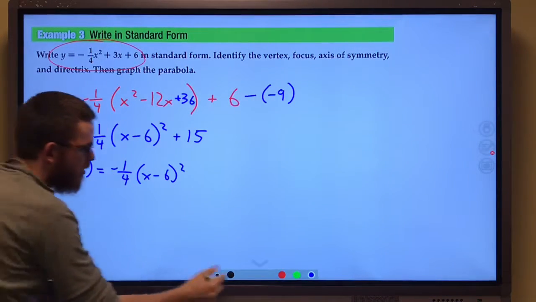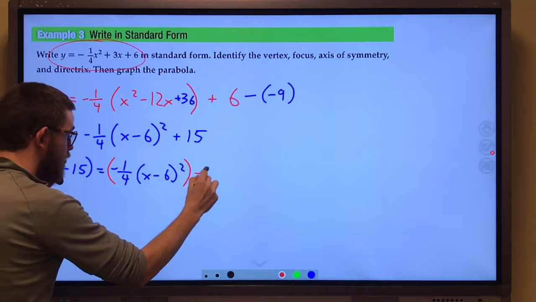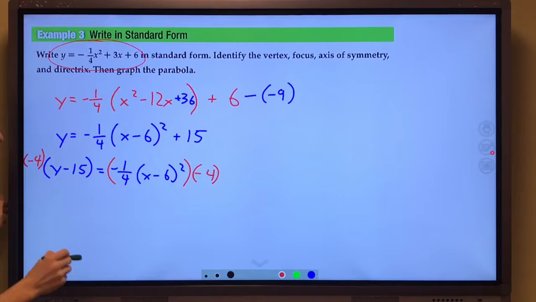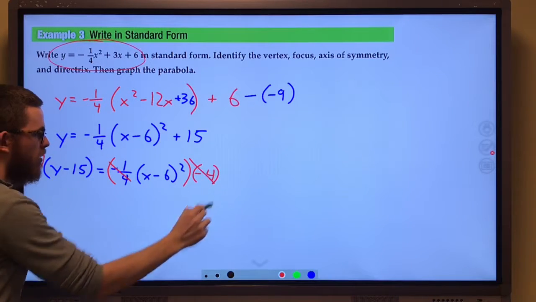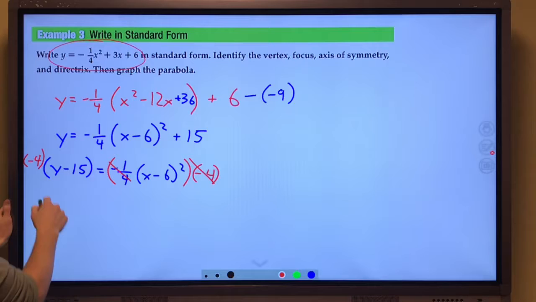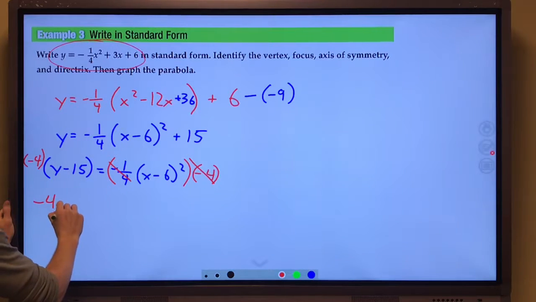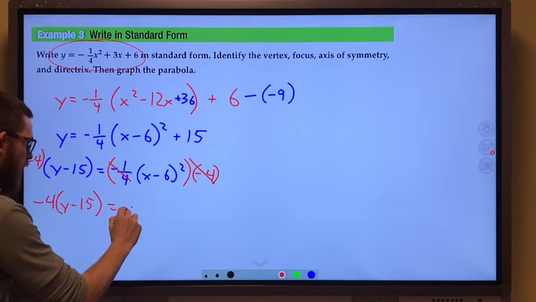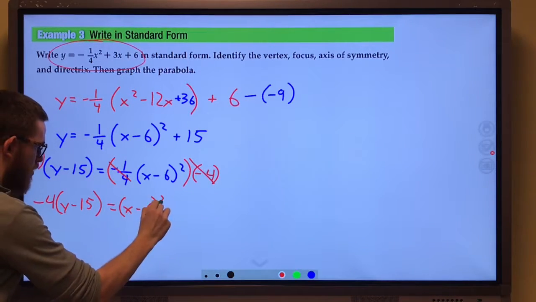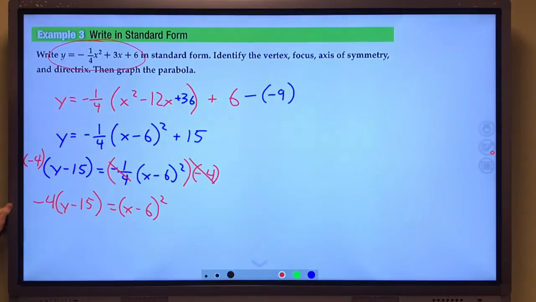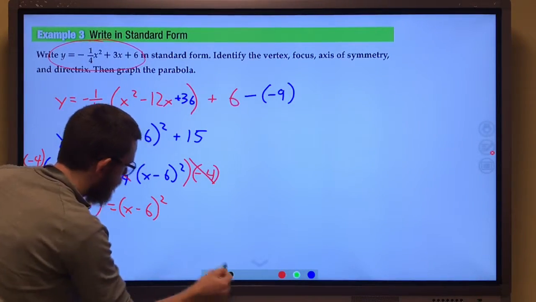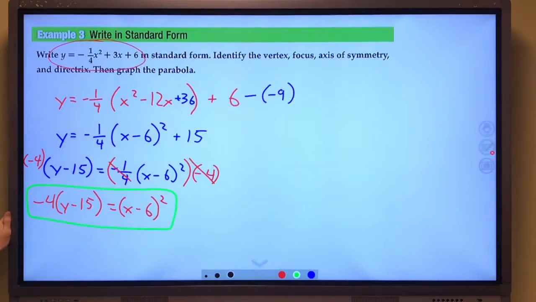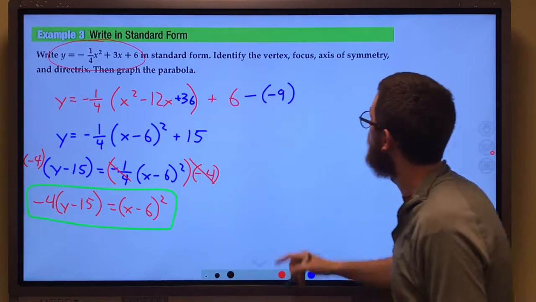So to get rid of that negative 1/4, I'm going to multiply both sides by its reciprocal, which is negative 4. Negative 1/4 times negative 4 is a positive 1. And so we have negative 4 times (y minus 15) equals (x minus 6) squared. Here's that form we've been looking for. There it is. Right there. We've changed that to the standard form. Okay, now we need to identify some things.